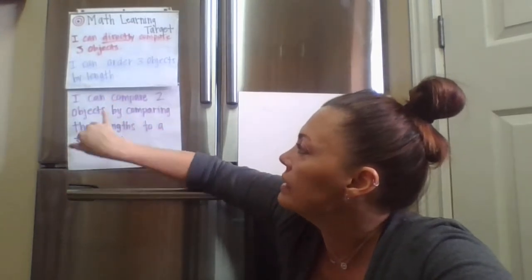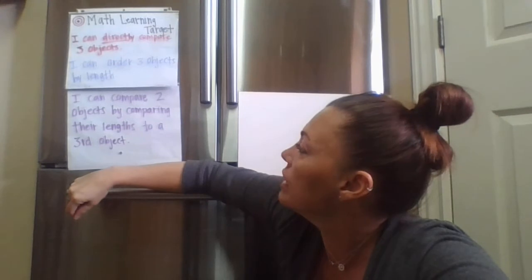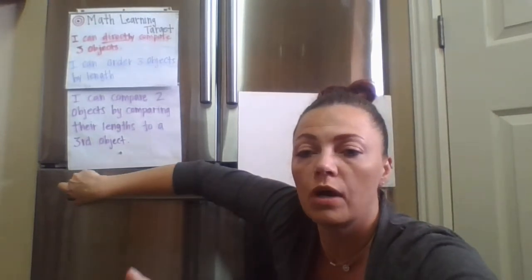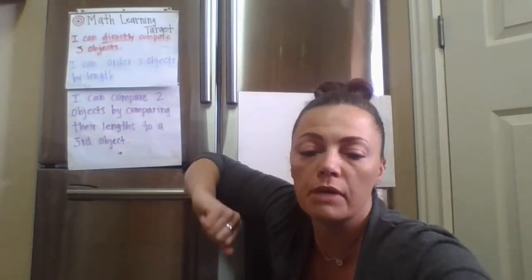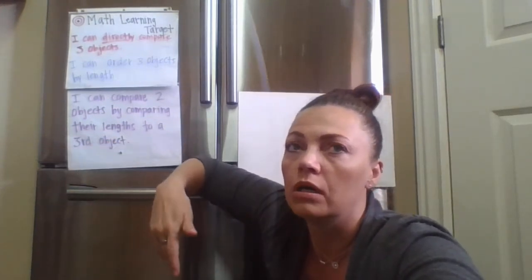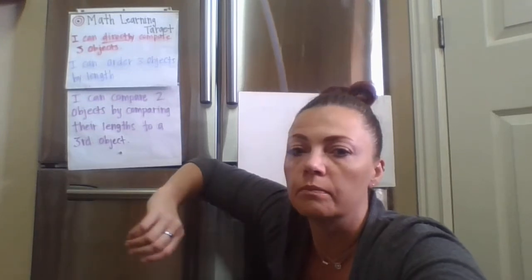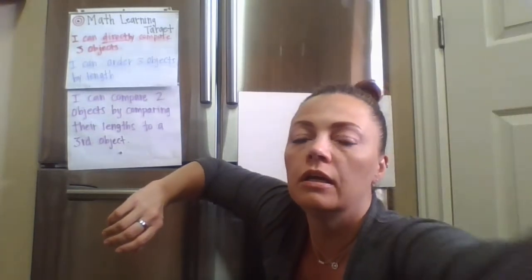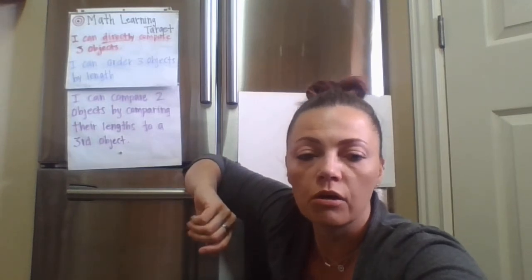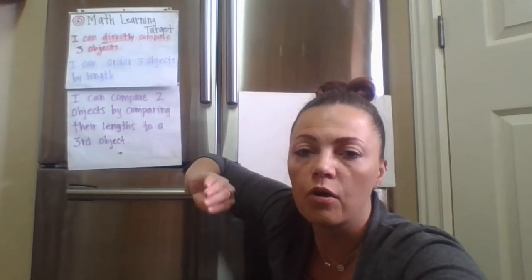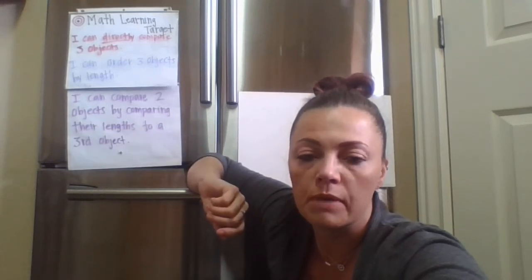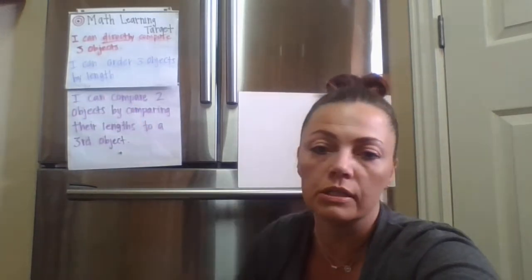And the third one says I can compare 2 objects by comparing their lengths to a third object. This means I give you 2 objects and I give you something to measure them with. A piece of string, cubes, paper clips, whatever, and you are able to tell me which of the objects is longer or shorter based on how much of that third object you use to measure them with. So those are our 3 objectives this week.